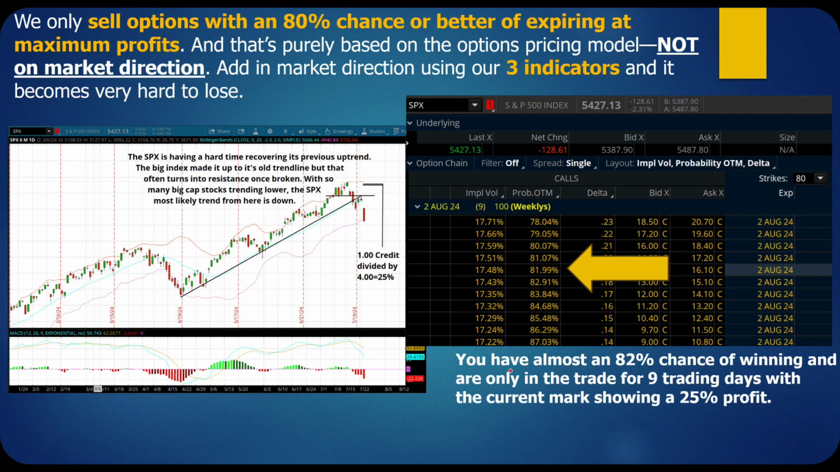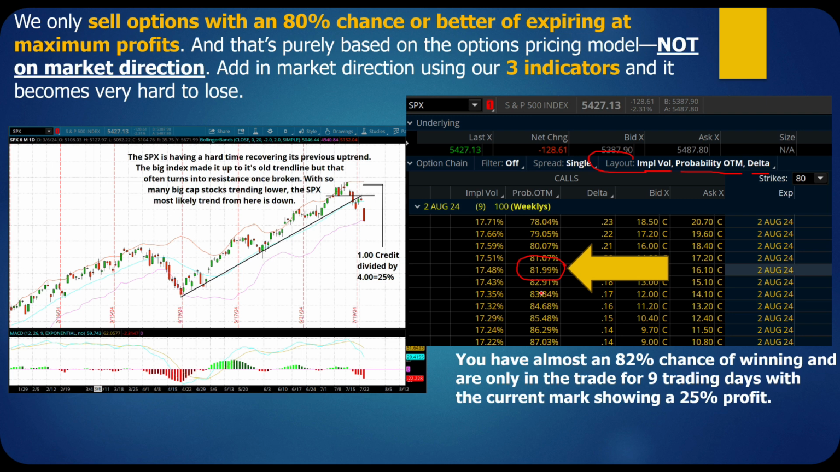So here's this particular trade. And I'll show you how to set up your account here at Thinkorswim. Our layout has implied volatility, probability of being out of the money, and the delta. So our probability of being out of the money, in other words, our probability of winning on this trade, is 81.99%. So that's basically 82%.